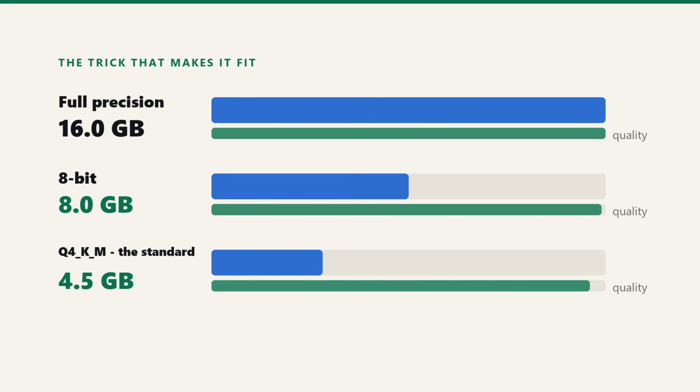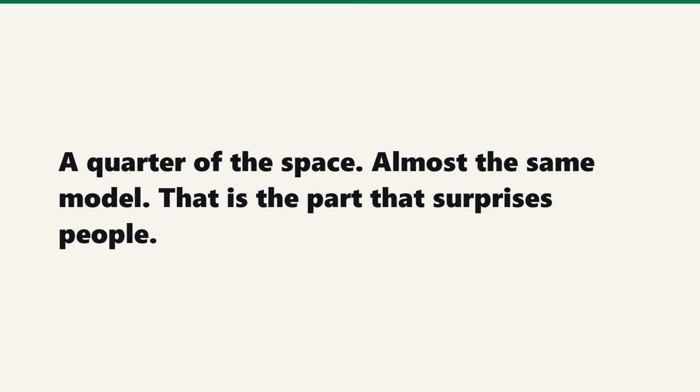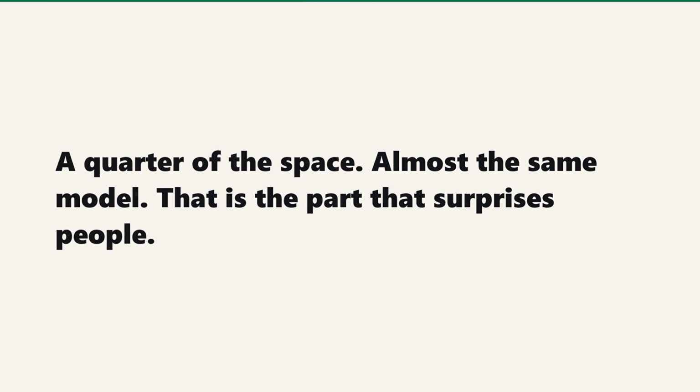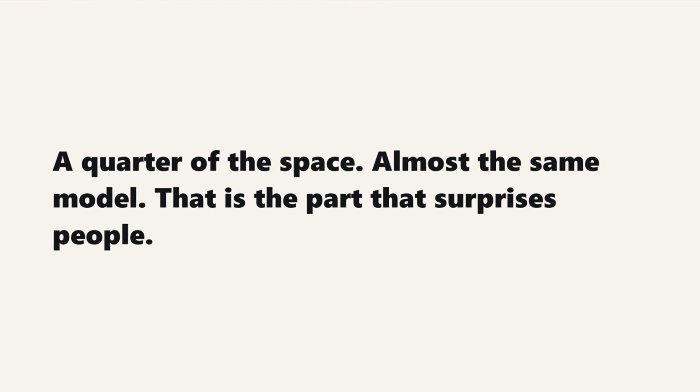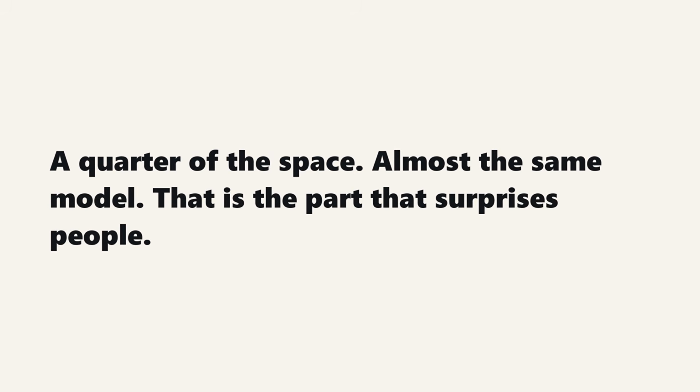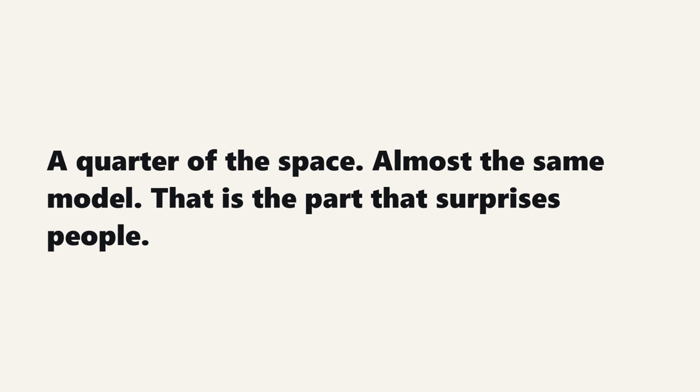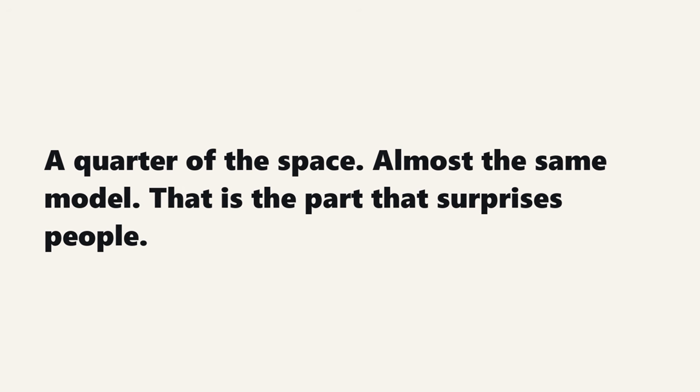The standard setting you will see everywhere is called Q4KM. It cuts the memory needed by about 75%. A model that wanted 16 gigabytes now fits in around 4.5. And the quality barely moves. That is the part that surprises people. You are not getting a crippled version. You are getting almost the same model in a quarter of the space. Without this, none of what follows would run outside a data center.